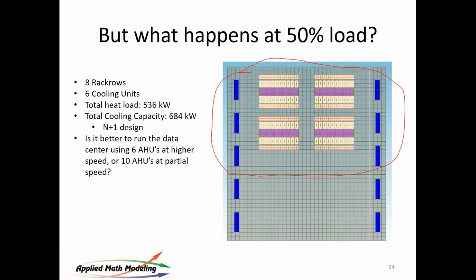And here, there's a question we have to ask: how do we set this thing up? Do we run it with all AHUs on, or do we run it with just 6 on? I've seen people do this differently. You go into some data centers that are half loaded, they only have half the AHUs on. Is it better to have them all on? We'll show you that analysis here.